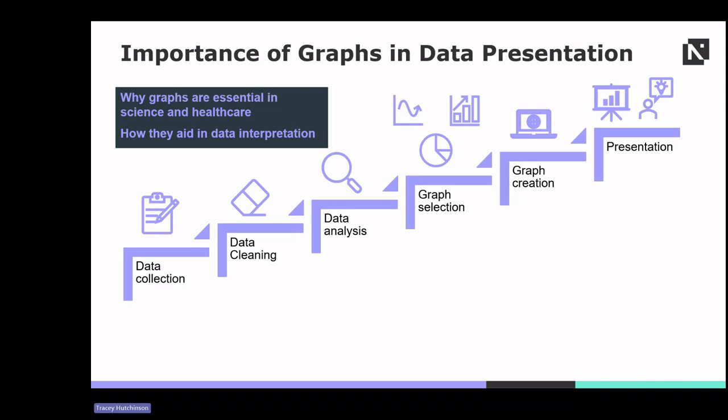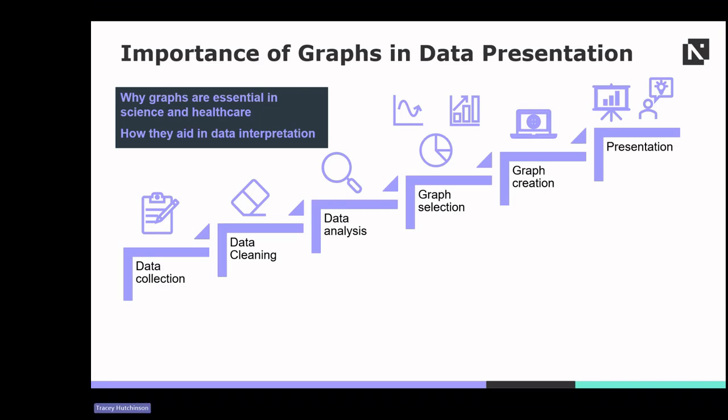Once data is collected, data cleaning is the next essential step. This involves removing errors, inconsistencies, or irrelevant information from your data set. Graphs help in this stage by providing a visual representation of the data, which can make it easier to spot anomalies, outliers, or missing values. For example, a scatter plot can reveal clustering or gaps in your data, guiding you to clean it more effectively.